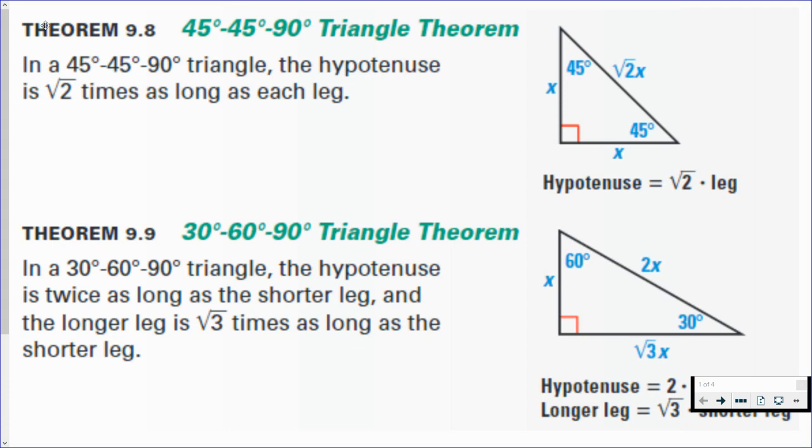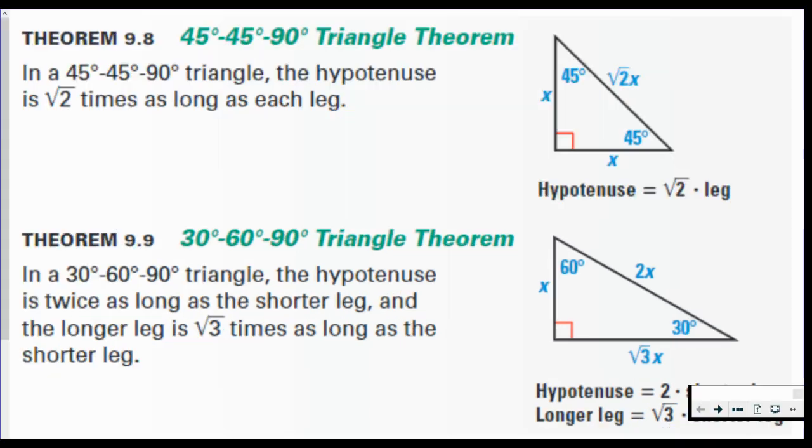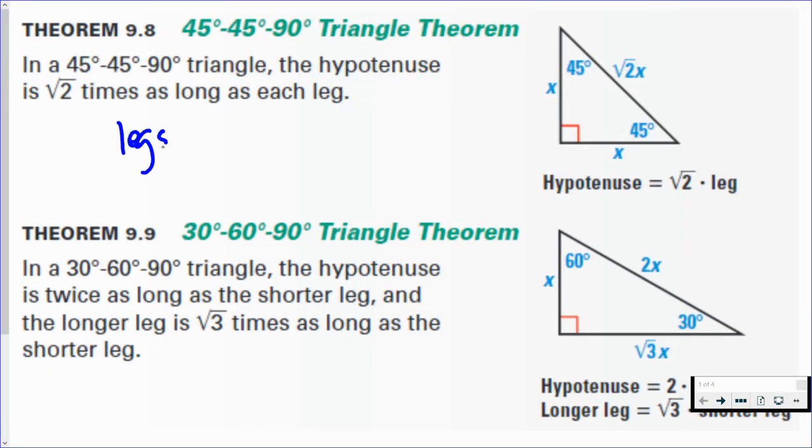And that might be something to just make a note of, so that you make sure that you know that. Okay, your legs are congruent in a 45, 45, 90 triangle.